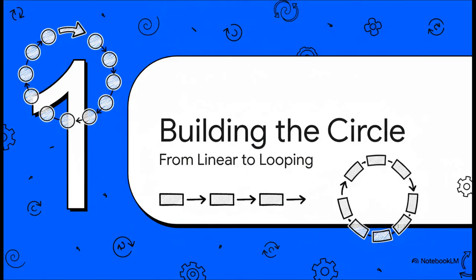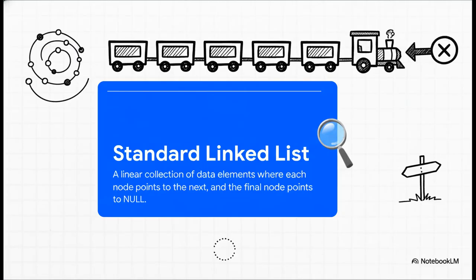Okay, so to figure out how to escape this endless loop, we first have to understand how the thing is even built. So let's start with a structure you're probably already familiar with. Think of a standard linked list like a train. Each car is a node that's connected to the next one. And the very last car, the caboose, well, it's attached to nothing. That's your null pointer. It's a clear, unmistakable sign that says, hey, the ride's over.